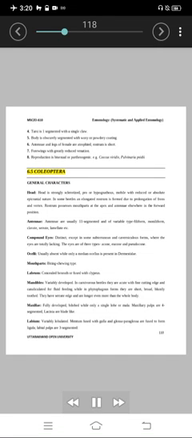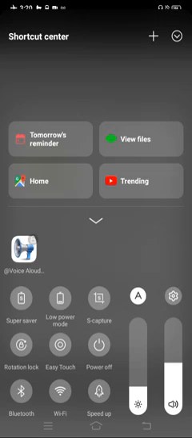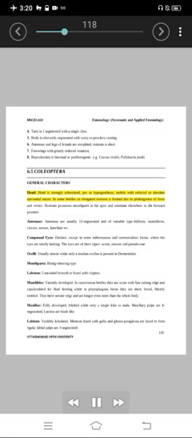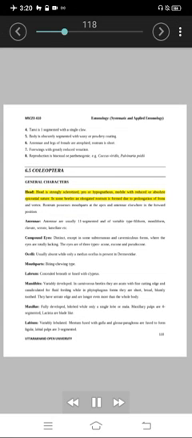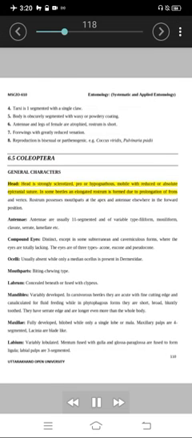6.5 Coleoptera. General characters. Head. Head is strongly sclerotized, prognathous or hypognathous, mobile with reduced or absent epicranial suture. In some beetles an elongated rostrum is formed due to prolongation of frons and vertex. Rostrum possesses mouthparts at the apex and antennae elsewhere in the forward position.